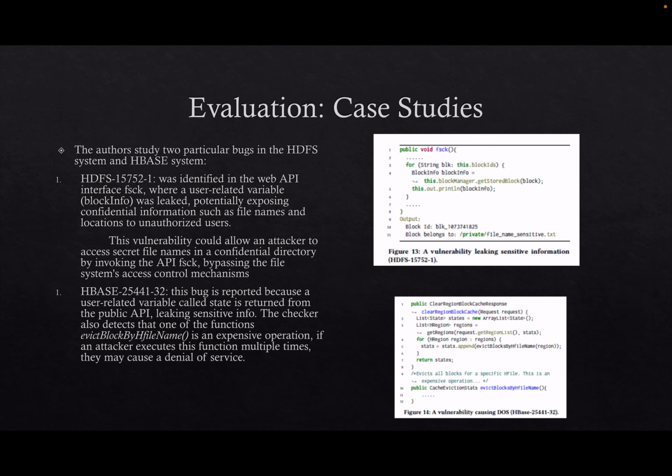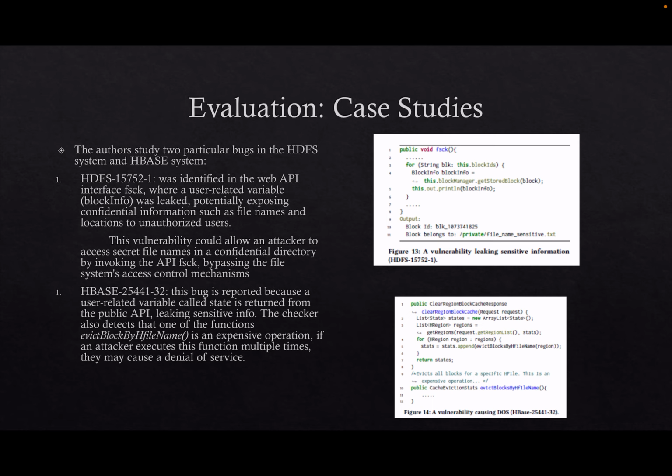There were 2 case studies done by the authors. The case studies focus on 2 new bugs reported by MPC Checker. Let's talk about the first one, which is HDFS 157521. It was identified by the Web API interface FSCK, where a user-related variable, block info, was leaked, potentially exposing confidential information such as file names and locations to unauthorized users.